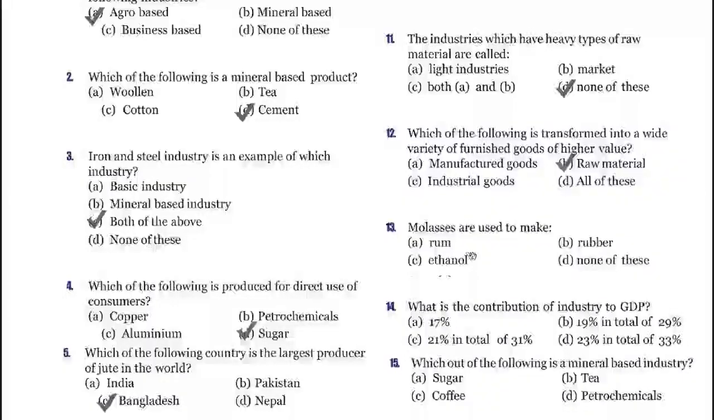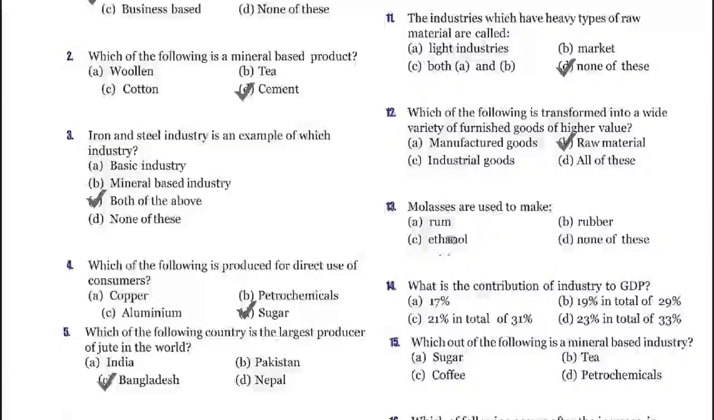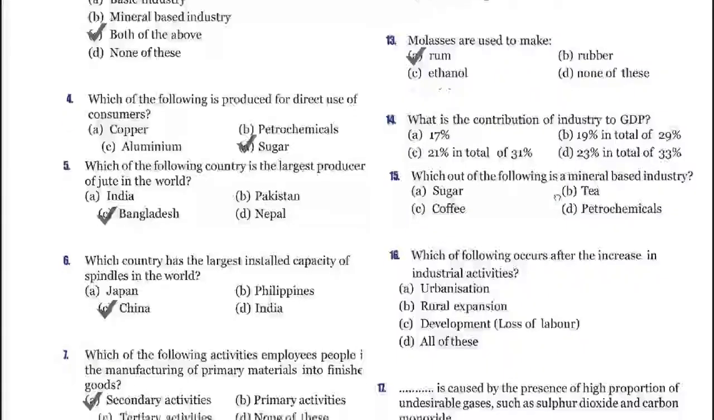Now question 13, molasses are used to make rum, rubber, ethanol, and none of these, and its answer is rum. Question 14, what is the contribution of industry to GDP? 17%, 29%, 21%, 31%, and 23%, 33%, and its correct answer is option A, 17%.